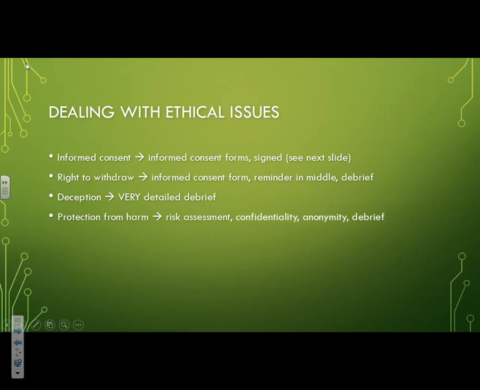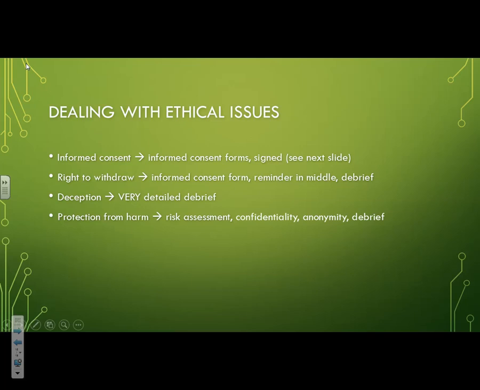Protection from harm. You put in place risk assessments. You put confidentiality in place, provide anonymity, and also talk about the concerns in the debrief. The risk assessment would be for physical harm, but confidentiality would be really important if the harm was around mental health, if somebody could possibly develop anxiety following an experiment. It's quite rare that happens nowadays, but if you think about Milgram, protection from harm was a huge one. They were severely affected, and you'll look at that with Andy.